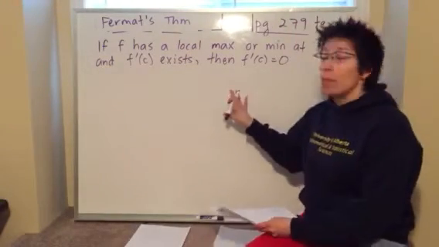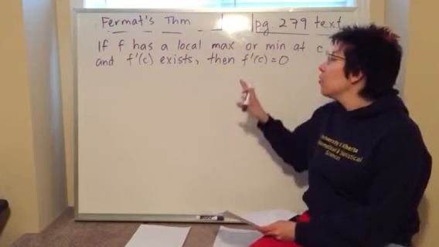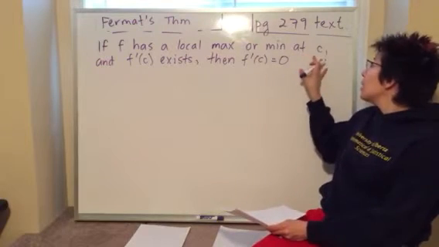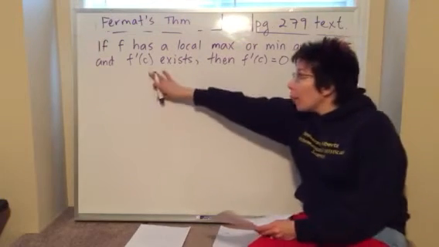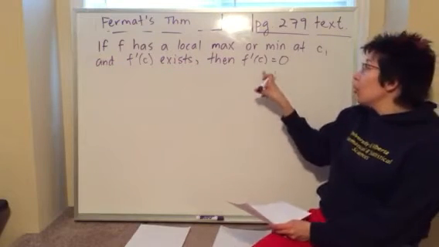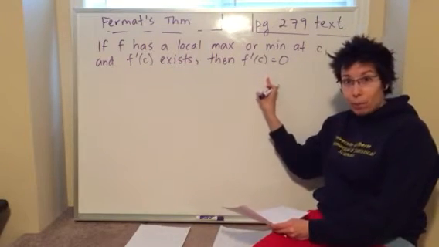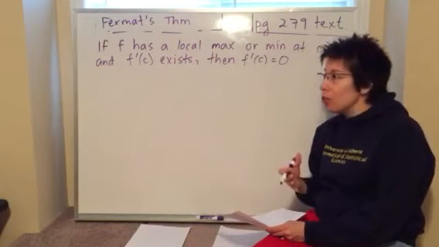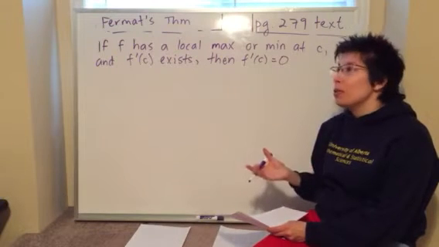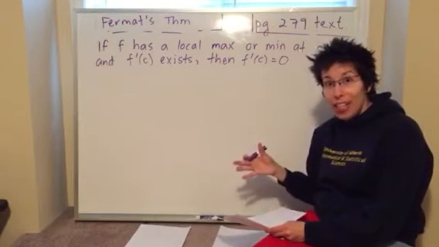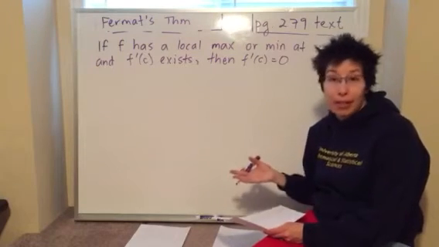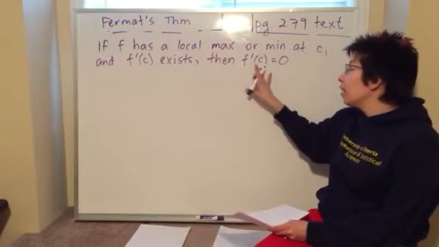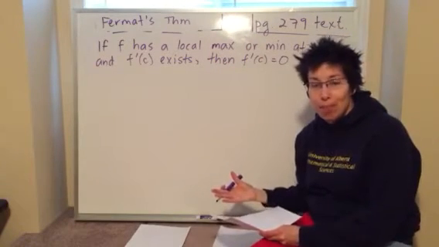We're going to start with the statement. The statement for Fermat's theorem is: if f, a function, has a local max or min, it doesn't really matter which one, at a point x equals c, and f prime at c exists, then you can conclude that f prime at c is 0. This is kind of the converse logic that we use for when you're trying to find all your critical points and find local maxes and mins or absolute maxes and mins. So this is saying if you had a guaranteed max or min, then you know the derivative is 0, but it has to exist.